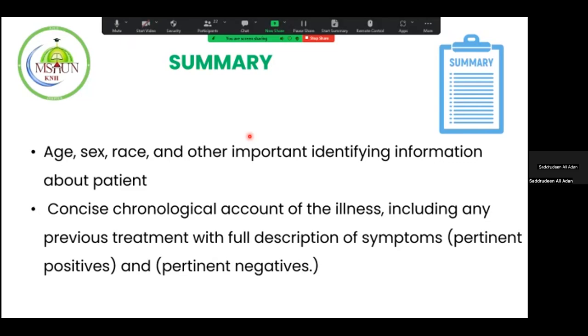The summary is just the age of the patient, maybe the sex, and other important information about the present complaint, the duration, concerns about the illness, including any previous treatment, with full description of the symptoms. Basically, you're just giving the SOCRATES again, but in a short way. The pertinent positive, the important positives: chest pain associated with fever or productive sputum, yellow-green, and the pertinent negative.